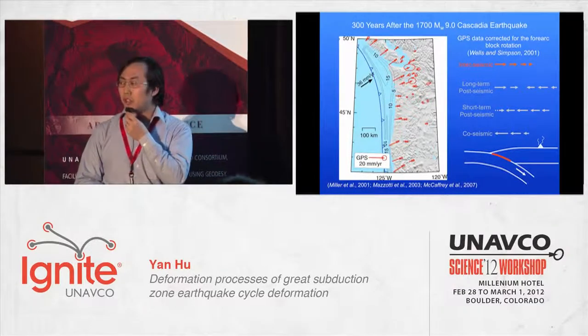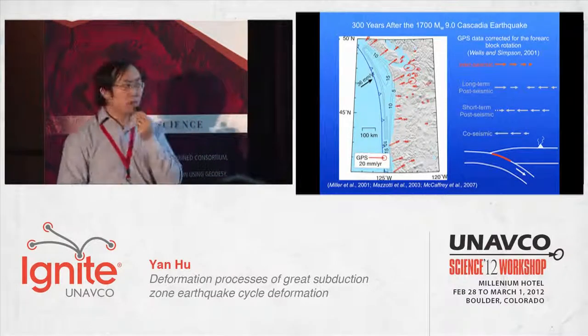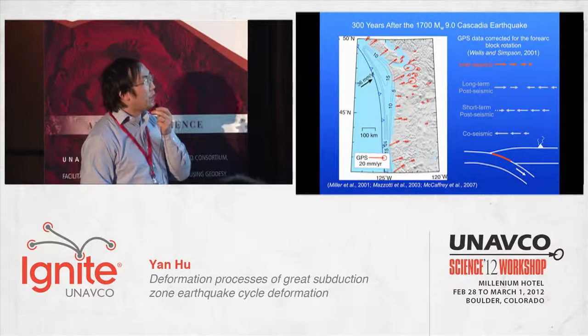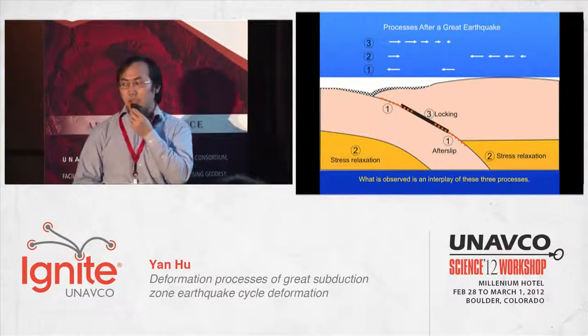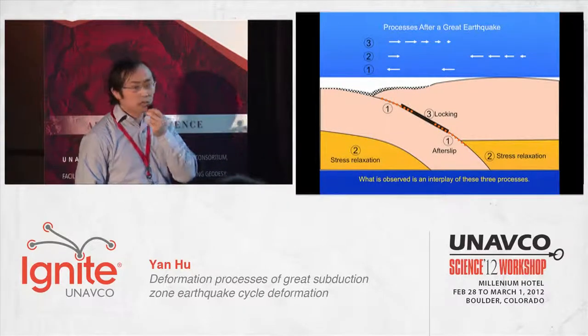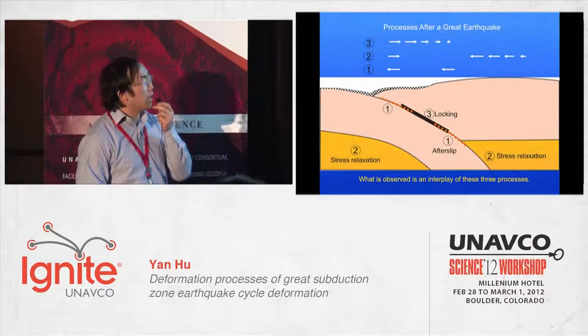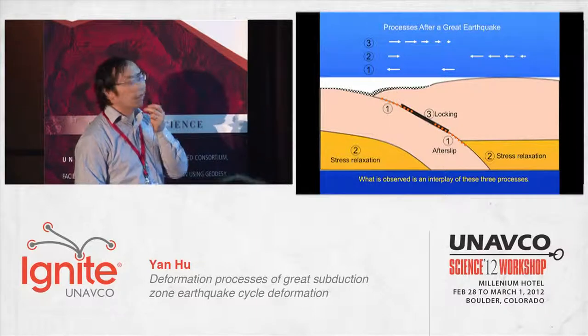We propose 3 primary subduction zone processes. One is afterslip, which causes the upper plate to move this way. The second is vertical elastic relaxation of the earthquake-induced stressed mantle. And the last is the locking of the fault.